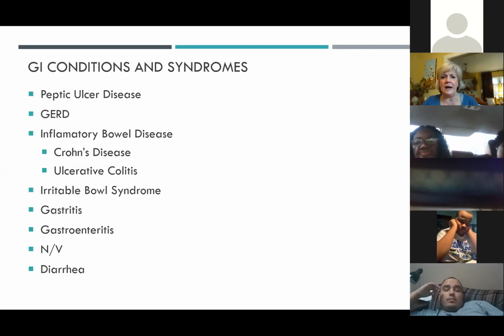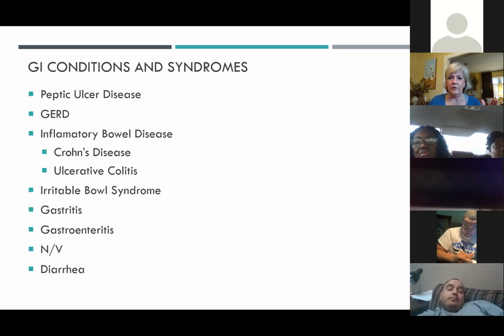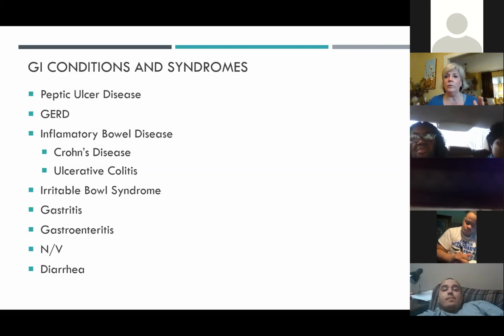All right, irritable bowel syndrome, the telltales of that are diarrhea and constipation. So if they're in either one of those areas, then we're going to treat that symptom. If they've got diarrhea, we're going to give them anti-diarrhea medicine. If they've got constipation, we're going to give them a laxative. So we're going to treat whatever symptom they have.